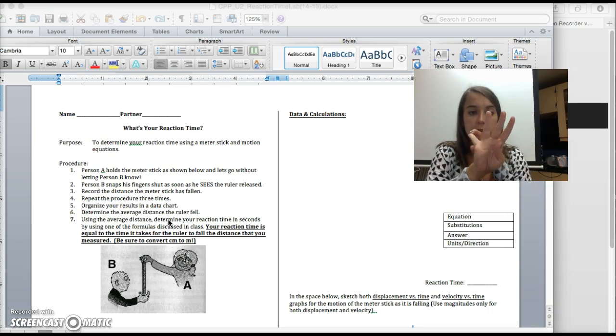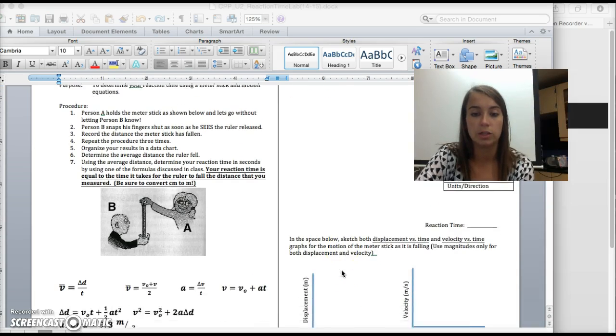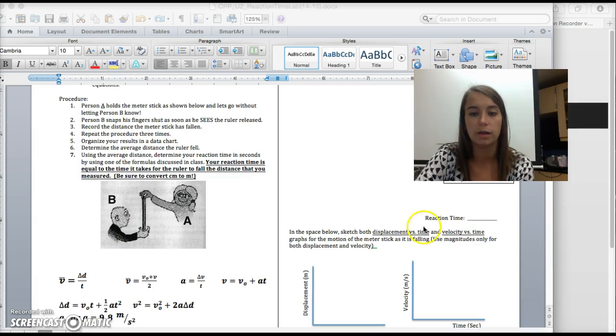Change in distance is what you measured, time is what you're looking for, initial velocity is 0, and acceleration is negative 9.8. So you're going to use the equation change in distance equals 1/2 a t squared plus t times initial velocity to calculate your reaction time, your time. Okay, so do that right over here. Make sure you write out the equation, put in your substitutions, your answer, and with units and direction. Write down your reaction time right there.